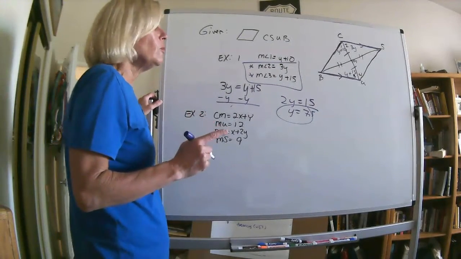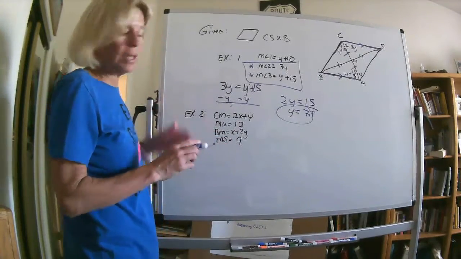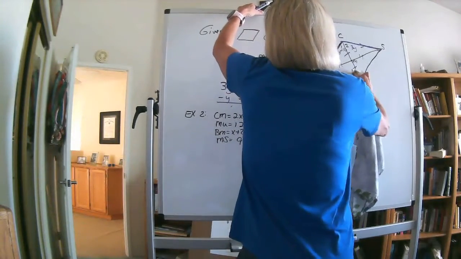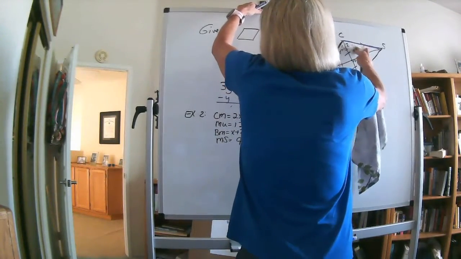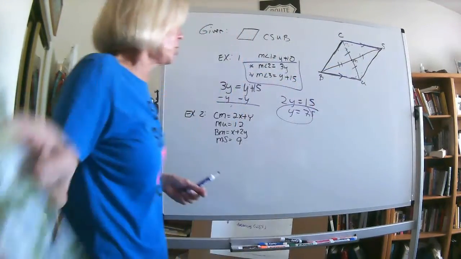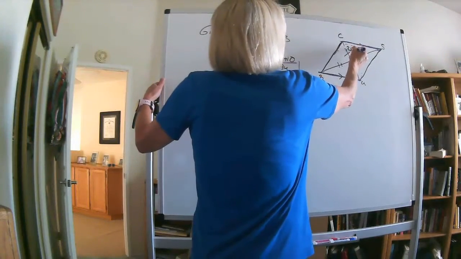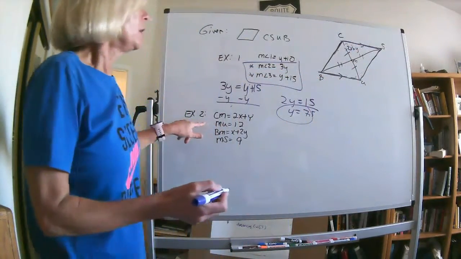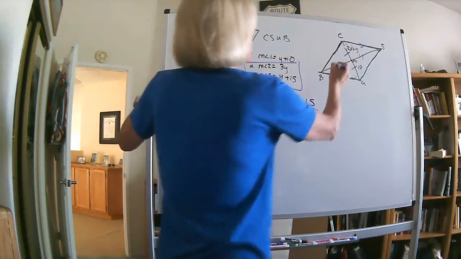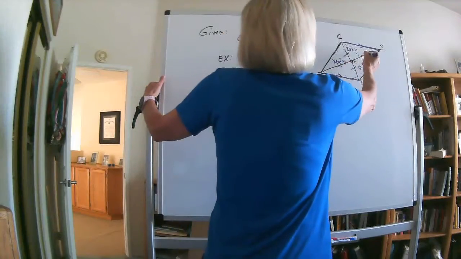I'm going to look at one more example that's a little bit more complicated just because of the algebra. And I'm going to erase some of this information here. This example has to do with the fact that the diagonals bisect each other. So I know CM is 2x plus y, MU is 12, BM is x plus 2y, and MS is 9.